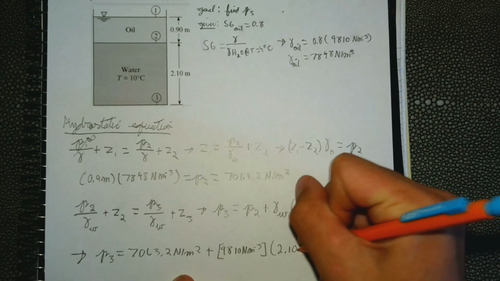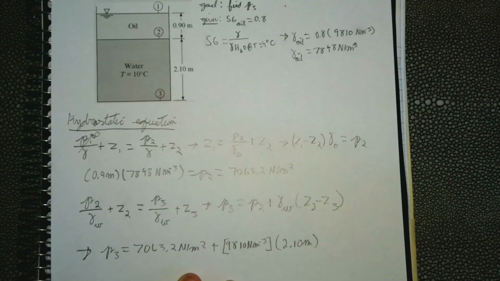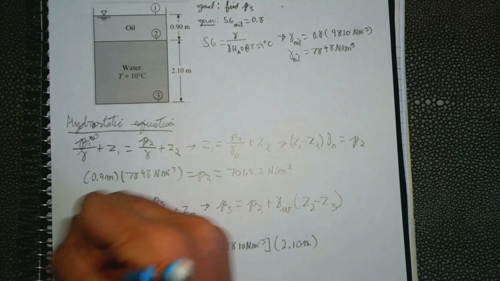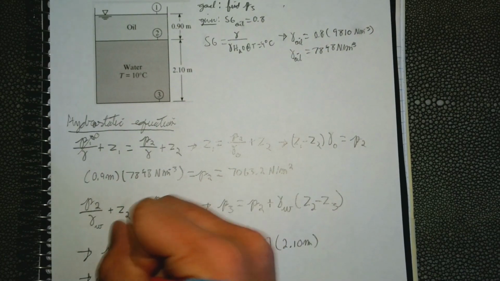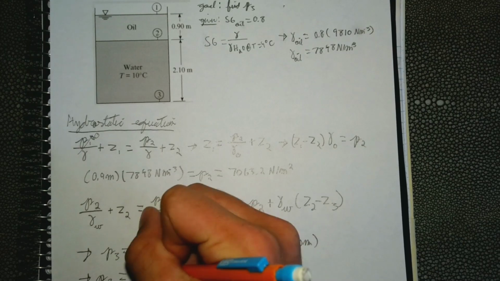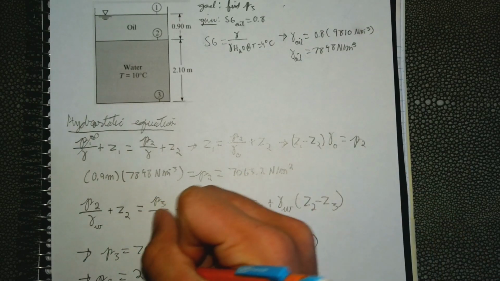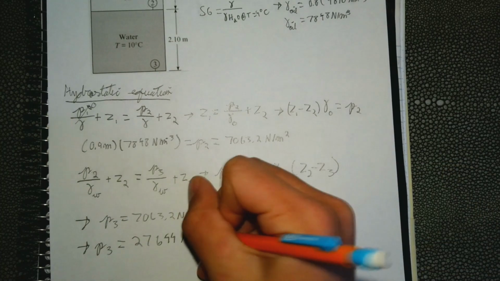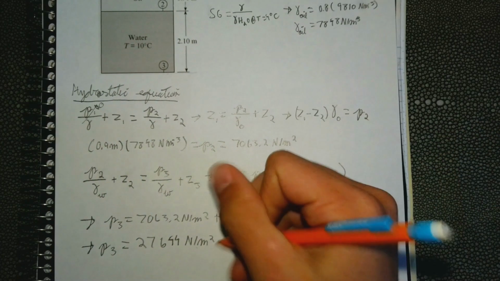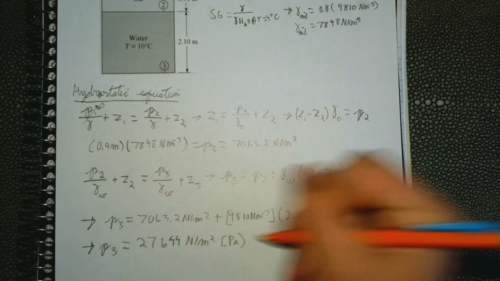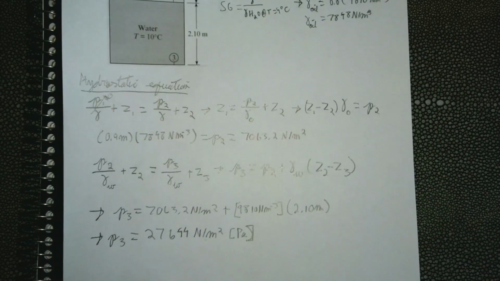Put that in your calculator, you will get that the pressure at point 3 is equal to 27,644 newtons per meter squared. And then we know that newtons per meter squared is the same thing as pascals, right? So that's our answer.